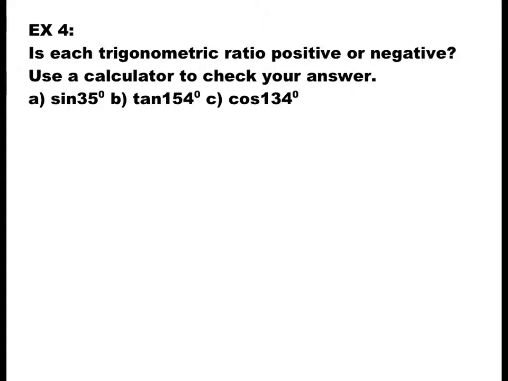Now, by looking, sine 35 is in the first quadrant, so we automatically know that this has to be positive. Tan 154, because 154 is in the second quadrant, has to be negative, and cos has to be negative too. Now, what is sine 35? How much is it? 0.57. What is tan 154? Negative 0.48. And what is cos 134? Negative 0.7. And you can see without even evaluating, our prediction about the sign is correct. Positive, negative, negative.